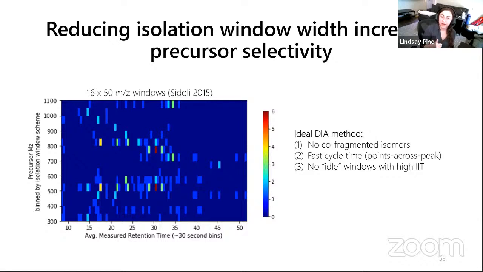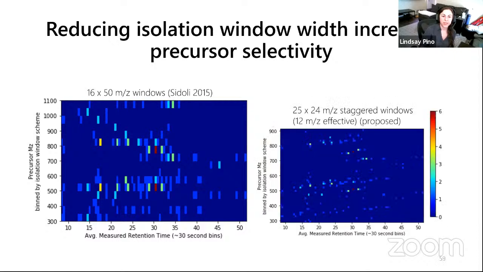So an ideal method for PTMs would not have co-fragmented isomers. It would have a fast cycle time. You would get enough points across the peak that Brian talked about. And then finally, it would be nice if we didn't have idle windows. We're not spending time collecting data in windows where there's nothing we're interested in.